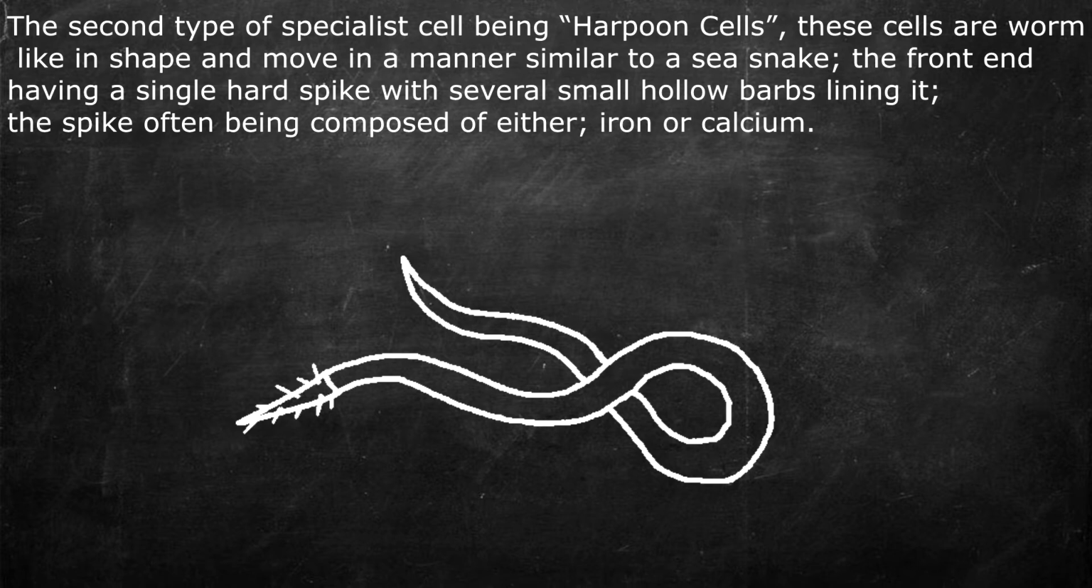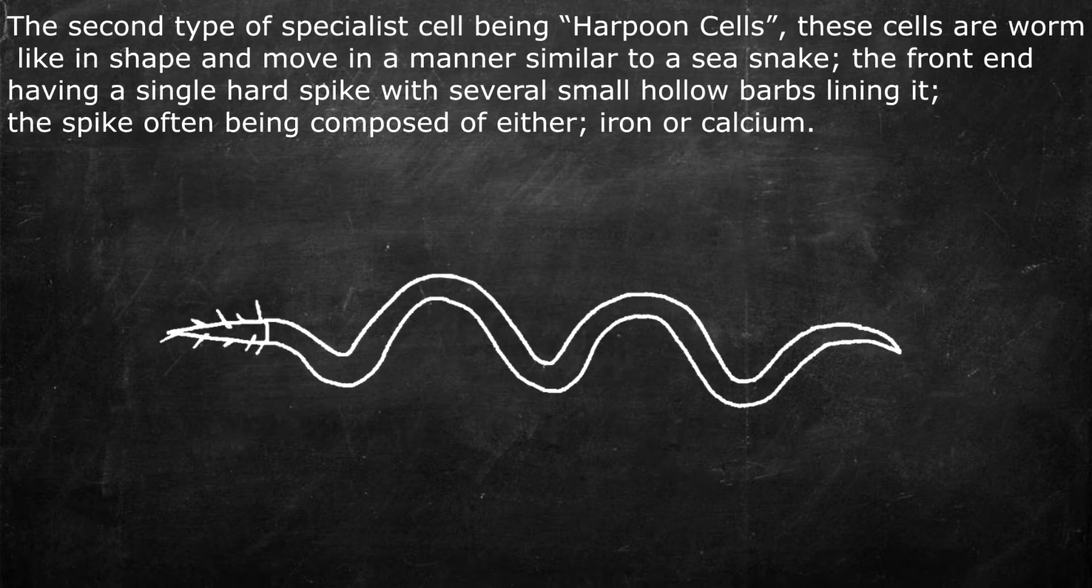The second type of specialist cell being Harpoon cells. These cells are worm-like in shape and move in a manner similar to a sea snake, the front end having a single hard spike with several small hollow barbs lining it, the spike often being composed of either iron or calcium.